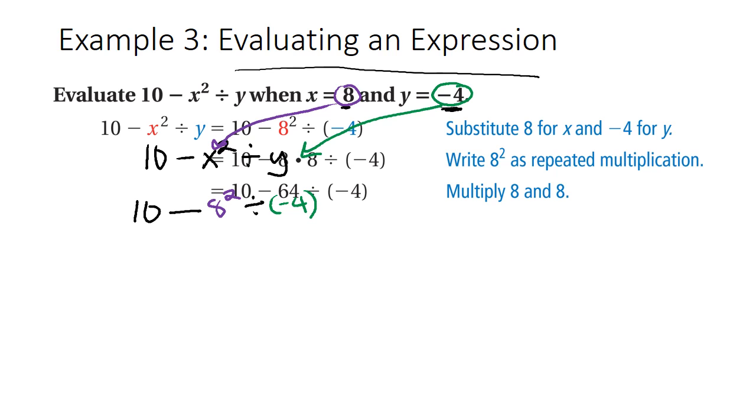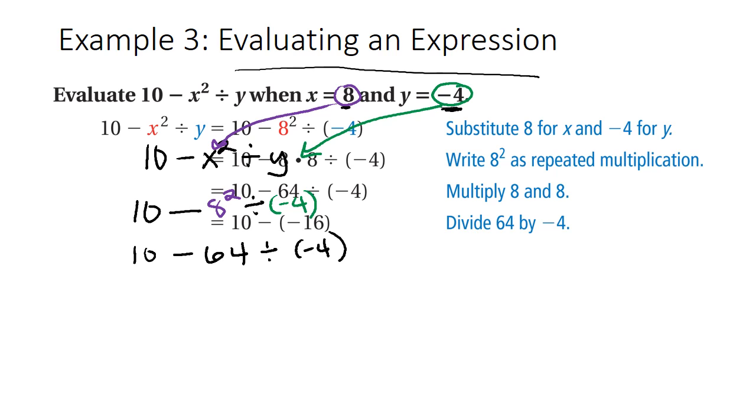So as we look at this, we know by order of operations that we should start with our exponents first. So we have 10 minus 8 squared divided by negative 4. So with this 8 squared, that's going to be 8 times 8, which is 64. So we end up with 10 minus 64 divided by negative 4.